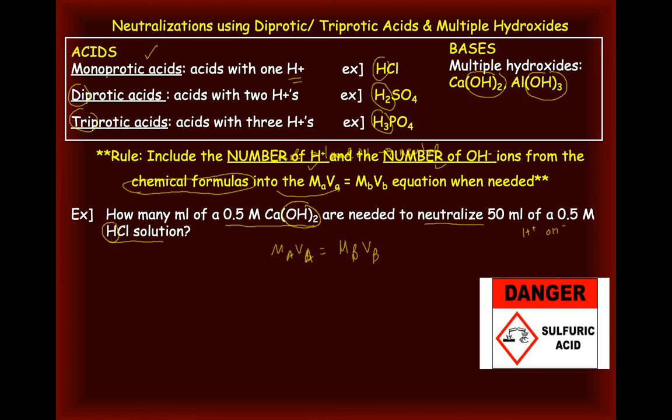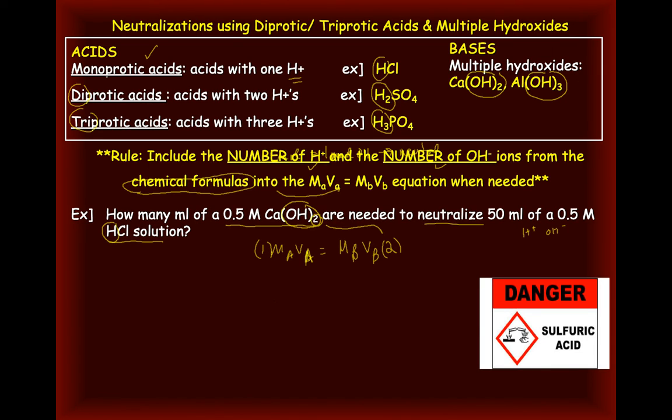So if you see that they're different, what you're going to do is go to the base, take how many hydroxides you have, and times the base side by 2, because it's 2 OHs. Then on the acid side, you'll times that by 1. Do you always have to put the 1? Yes, it does cancel. Now you can answer the problem by plugging the numbers in, but you have to make sure you make that adjustment if the acid and base are different.